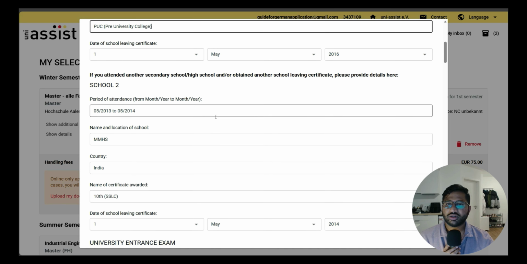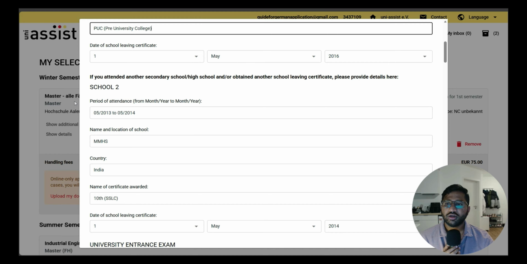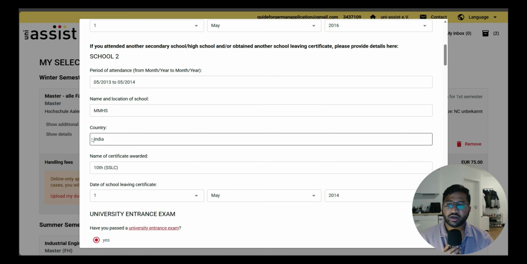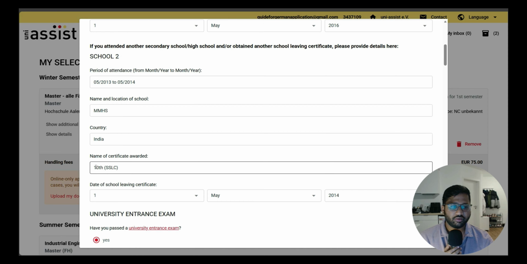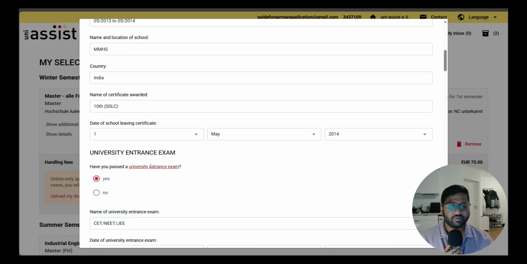If you are a person who attended 10th before 12th, then please mention it is from 2013 to 2014, 1 year. I did it in Marimalapaz High School. Country is India, and the name of the certificate awarded was secondary school leaving certificate or 10th. And the year when I got my school leaving certificate awarded was 2014. And university entrance qualification, have you passed?